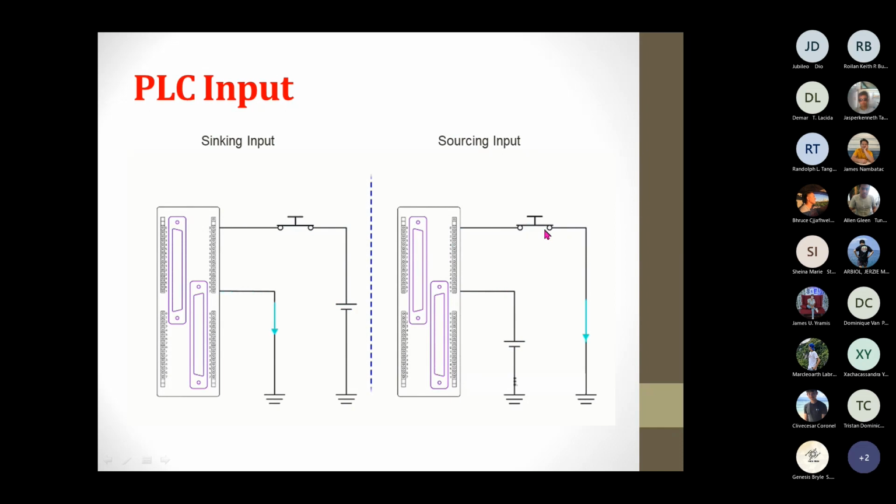Since we cannot see the direction of the current, we just identify the type of the PLC by looking at the connection of the positive terminal. If the positive terminal is connected to the PLC directly, then that is sourcing, like this one. But if the negative terminal, this one, the ground, is connected to the PLC directly, then that is syncing. So what's the importance of syncing and sourcing input?